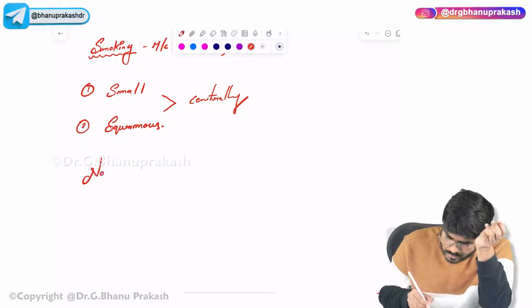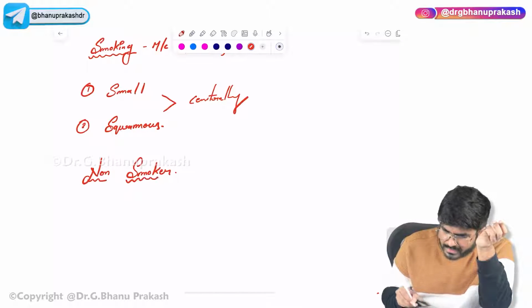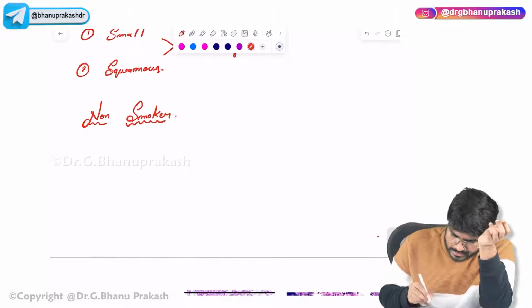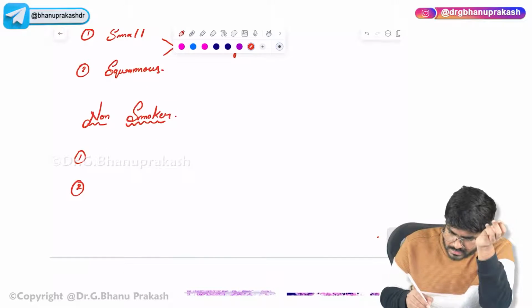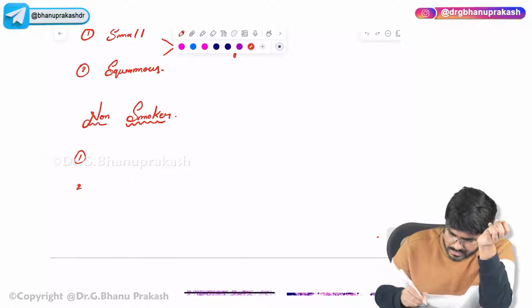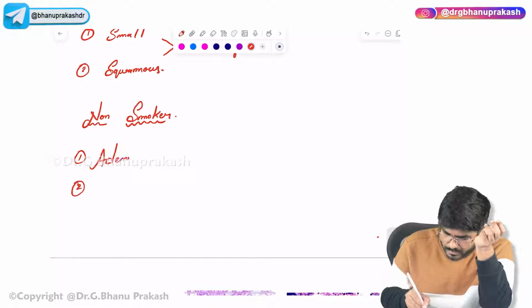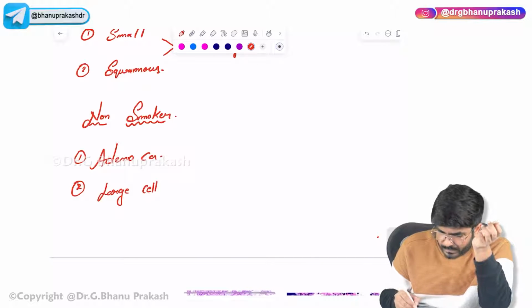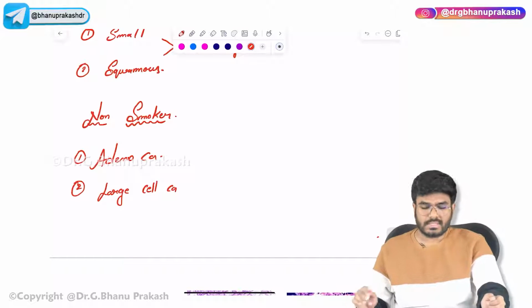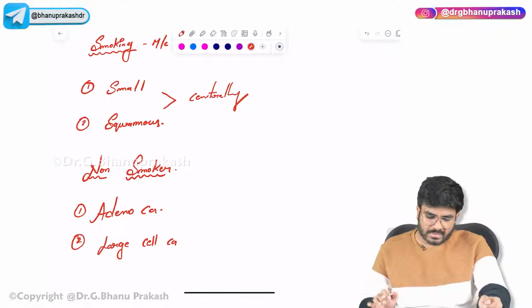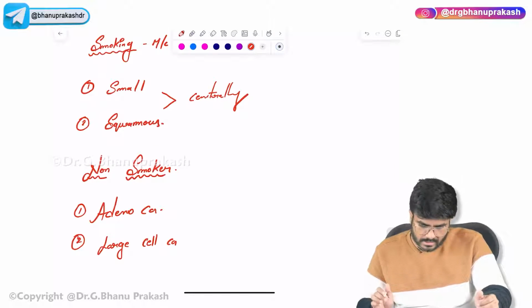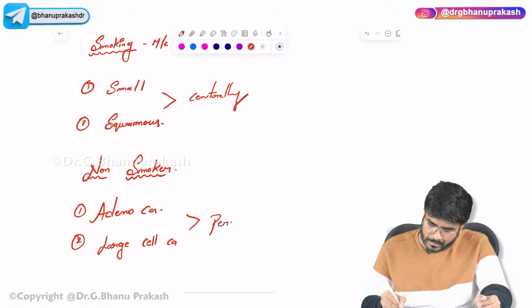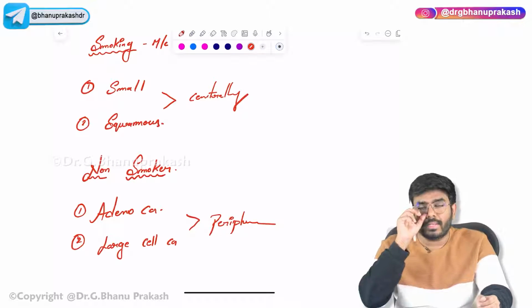So non-smokers will get which type of lung cancer? Let me write here: mainly adenocarcinoma and large cell carcinoma. So smoking associated are squamous and small cell. In non-smokers you can see adenocarcinoma and large cell carcinoma. These two are located peripherally.